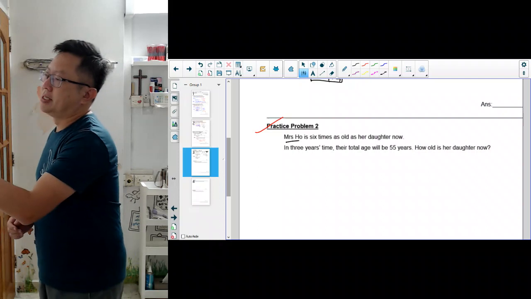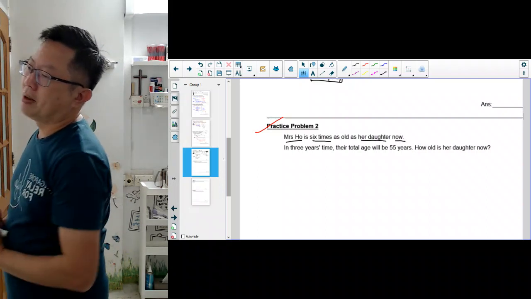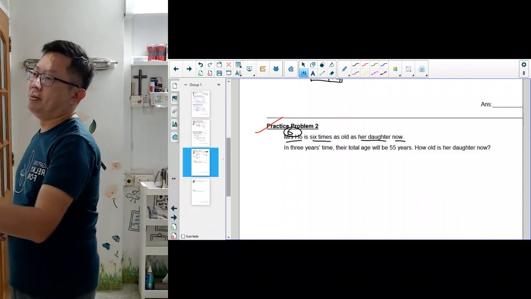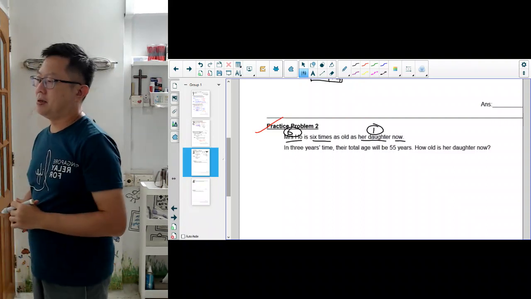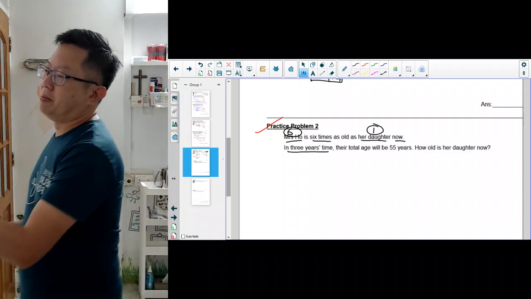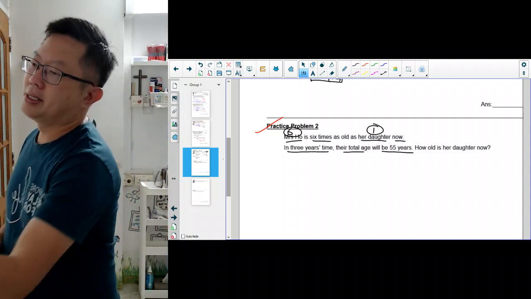So Mrs. Ho is 6 times as old as the daughter now, which is the present. And so there will be 6 boxes for Mrs. Ho, and the daughter is 1 box. In 3 years' time, which is the future, their total age will be 55 years. So how old is the daughter now?